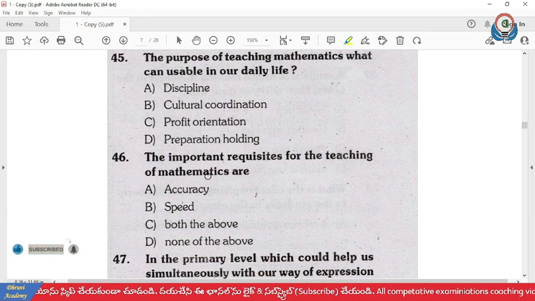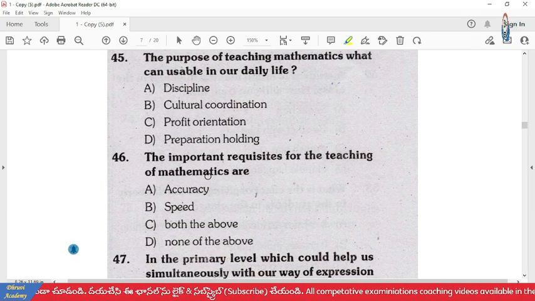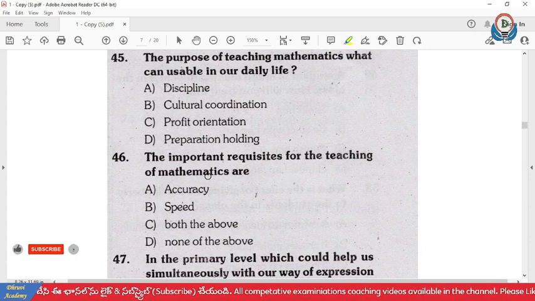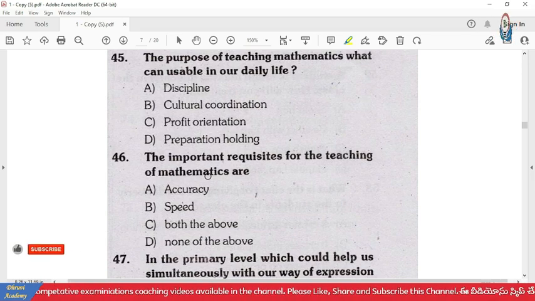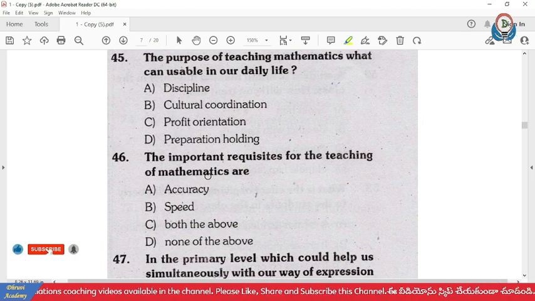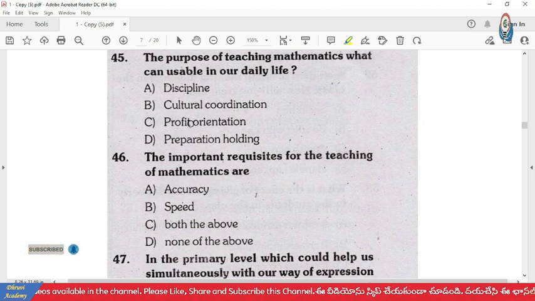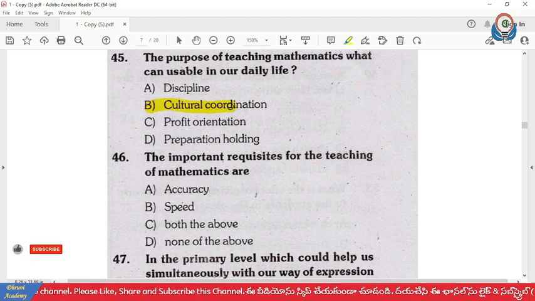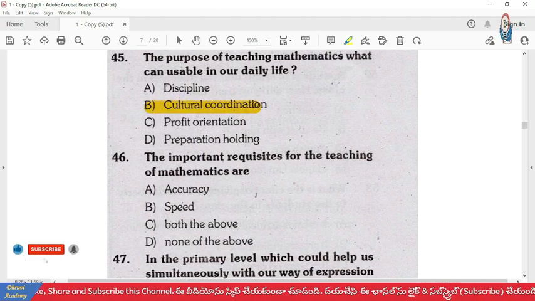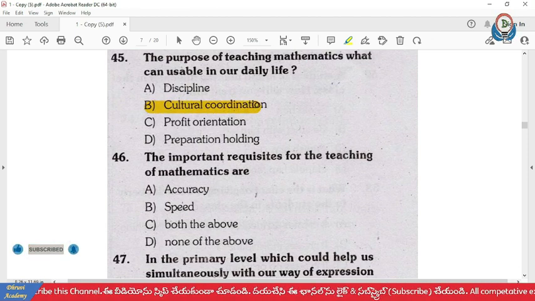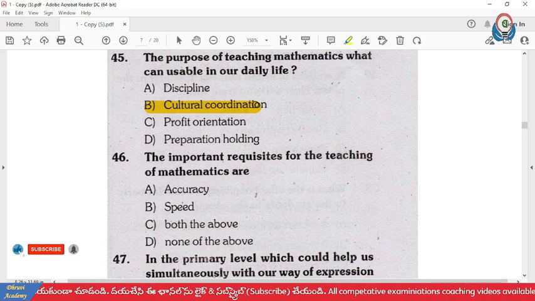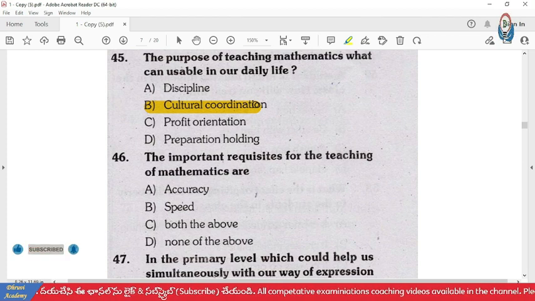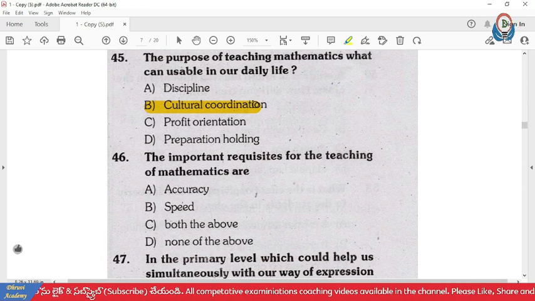The purpose of teaching mathematics that can be used in our daily life: A discipline, B cultural coordination, C profit orientation, or D preparation holding. Which is the right answer? It's cultural coordination. Cultural coordination is nothing but knowledge and understanding and promoting the development of culture. So cultural coordination is the right answer.